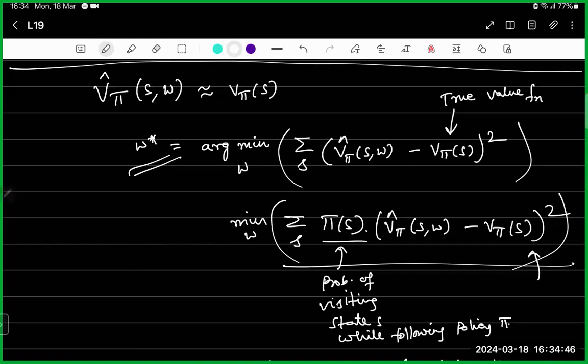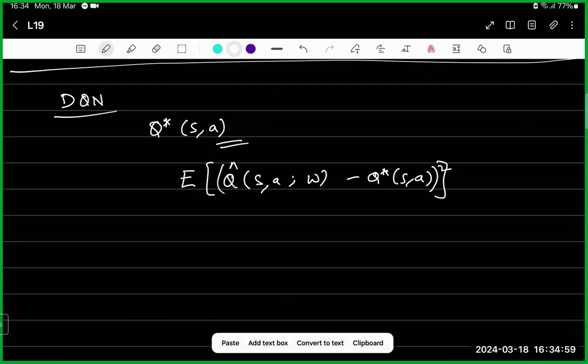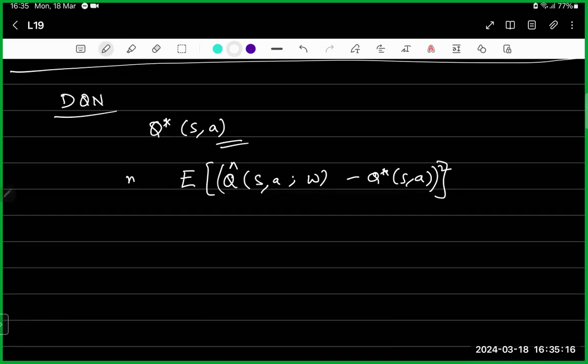So similar to that, you can think of this as an expectation with respect to state-action pairs which you will encounter while following the behavioral policy or the optimal policy which you want. So this expectation is with respect to the probability of seeing S comma A. It's again a weighted average where the weight is the probability of seeing state S comma A. And we want to minimize this over all possible W. So a stochastic gradient descent for this will look like this, right?